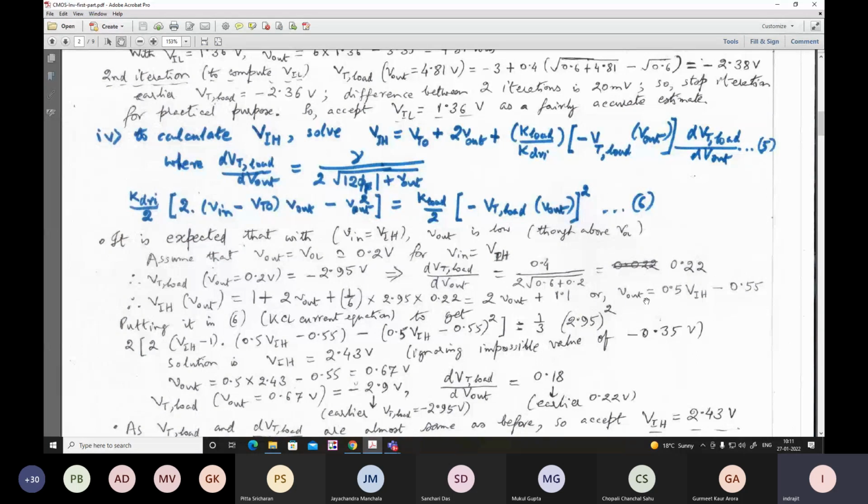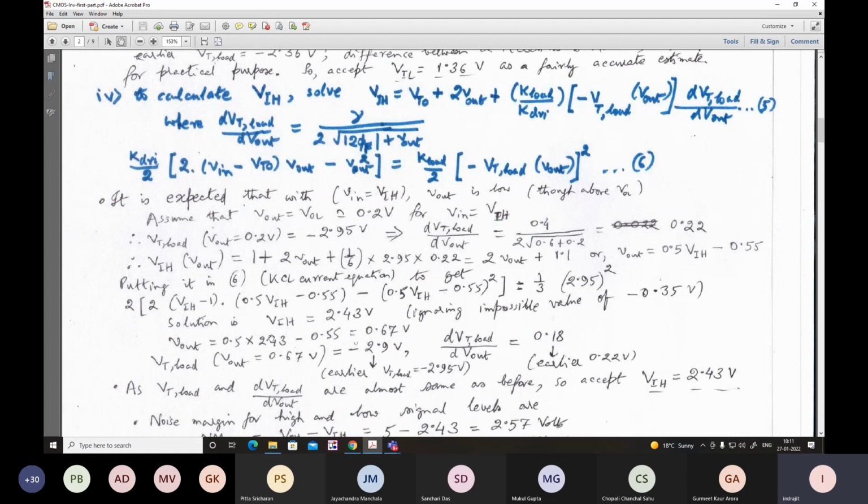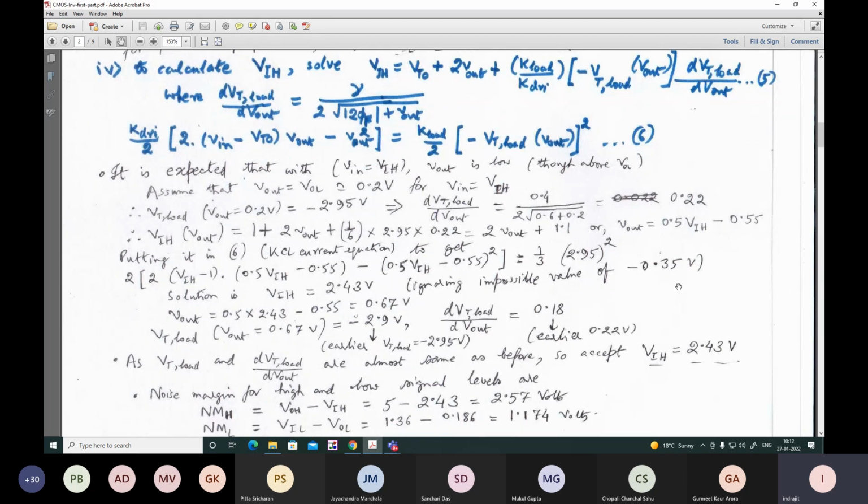So here we get the implicit relationship between output voltage and the input voltage. Through the simultaneous equations, that means the KCL current equation and this equation, we solve for VIH and output voltage. So what is the VIH? As we can see, 2.43 volt. But you can say that with the power supply voltage equal to 5 volt, this is less than 2.5. So yes, there can be some asymmetry in the actual design. So it is 2.43 volt, but ignore the impossible negative value, 0.35.